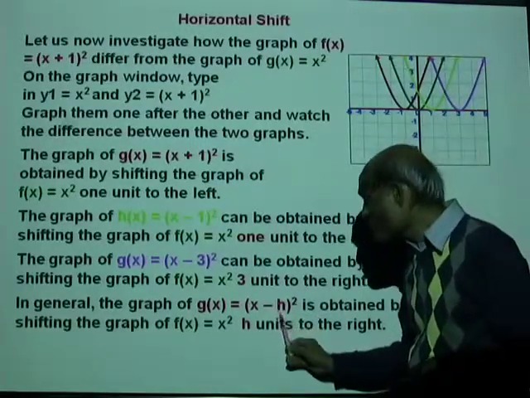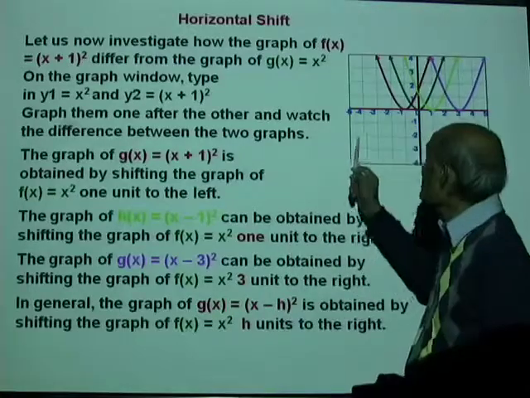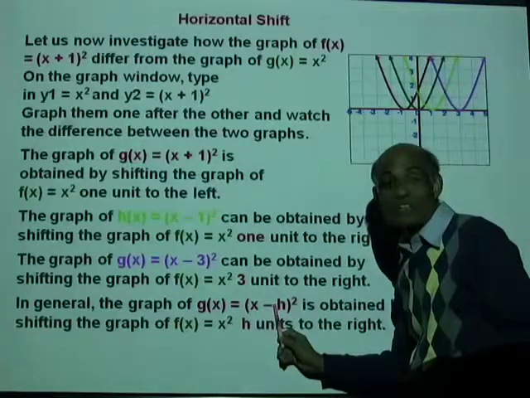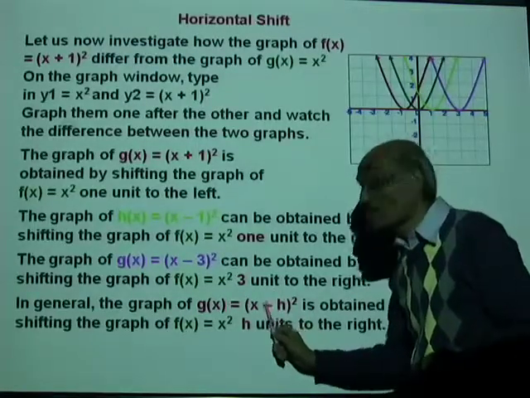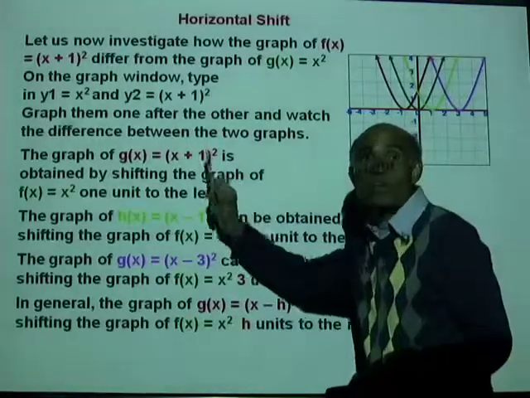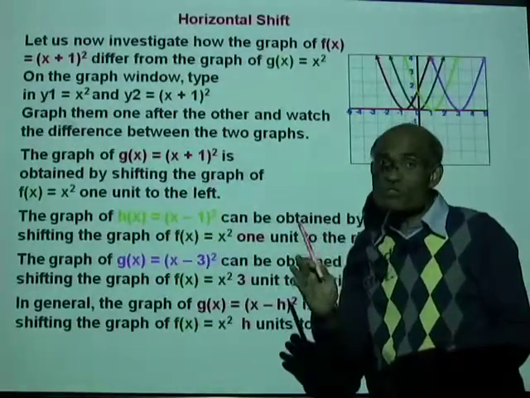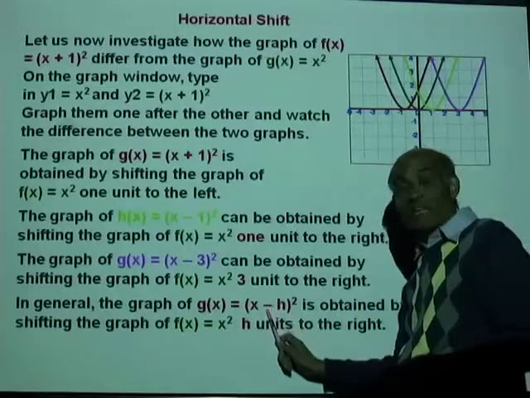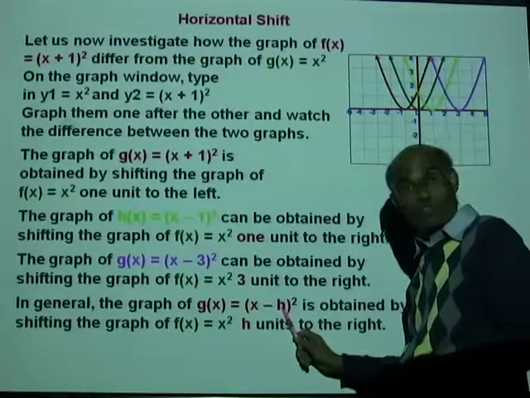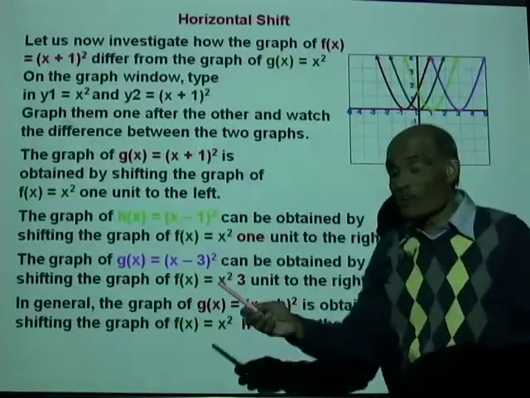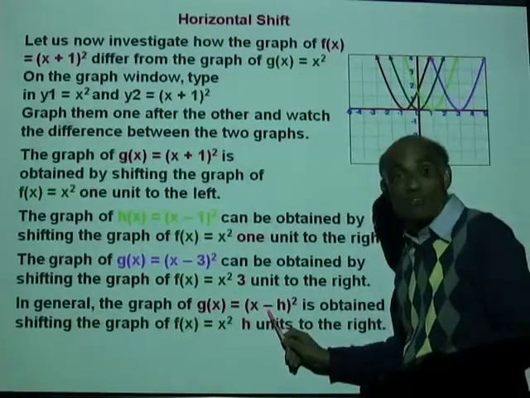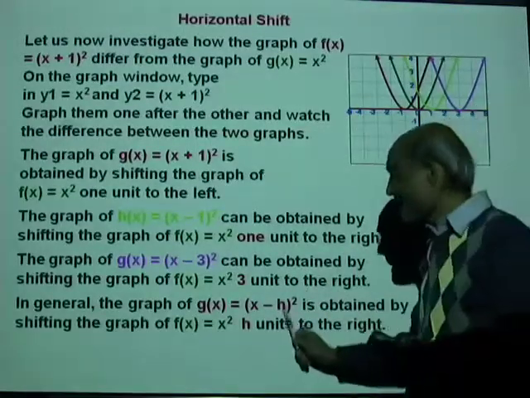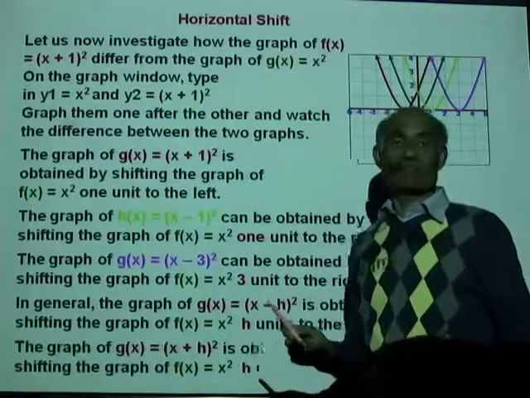That means when this h is positive, the shift is to the right. You see, when h is positive, this sign is negative. But when h is negative, this sign will become positive. And that is when you get the shift to the left. Very often students get confused here. Knowing that this is the general form, when it is in this form, h is positive. When h has a negative value, that negative value will make the sign positive. So when h is positive, you get a shift to the right. When h is negative, you get a shift to the left.